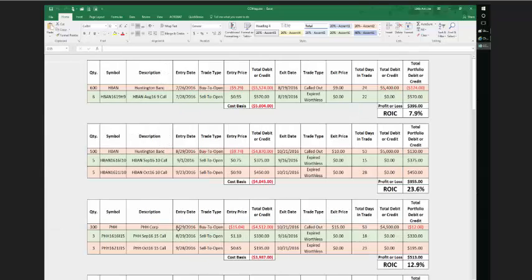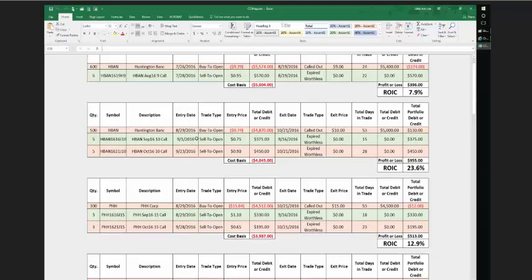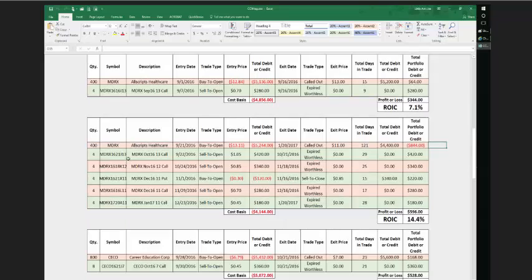candidates. You can see how we've been staying in them one or two months, some of them even more. Look at this one, MDRX. Here it is, Allscripts Healthcare.